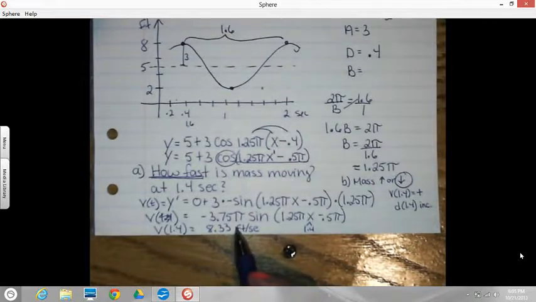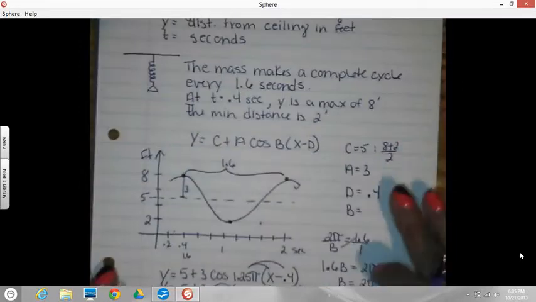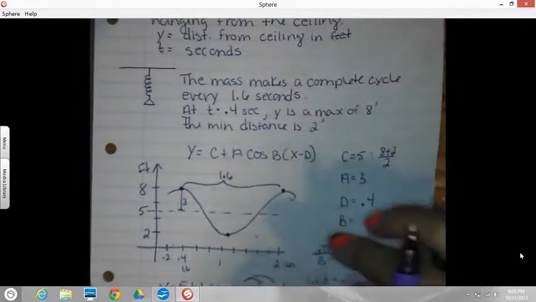Okay. Think you can do these? We'll practice one more together. These aren't quite that easy, I don't think. They're a little bit of a challenge. Okay, number 2. Okay, this time we have a water wheel.